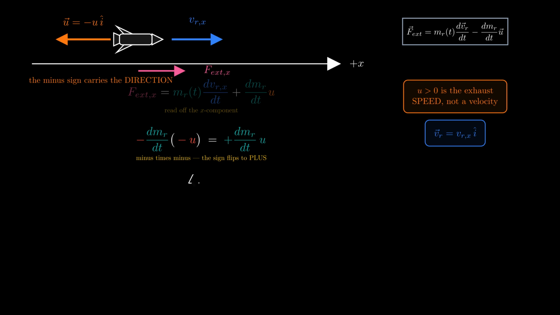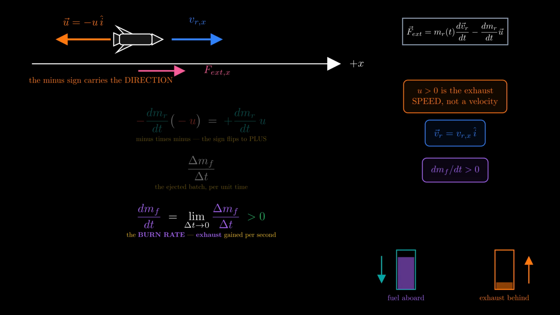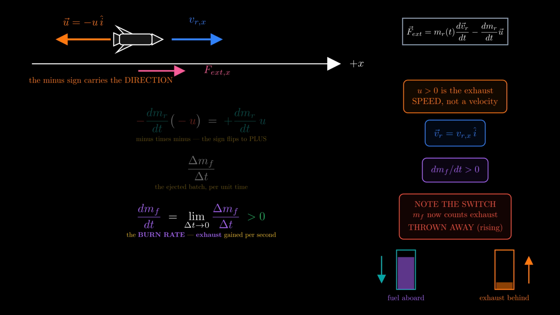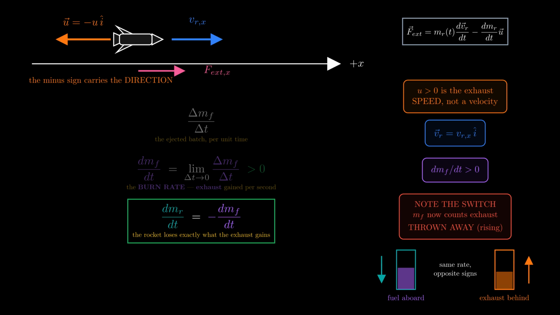Next, name the burn rate. Take the ejected batch delta m_f, divide by delta t, and take the limit. That is dm_f/dt, the rate at which spent exhaust accumulates behind the rocket, a positive number. Note the switch: m_f now counts exhaust thrown away, not fuel still aboard. Every kilogram the exhaust stream gains is a kilogram the rocket loses, so dm_r/dt equals minus dm_f/dt, the same rate, opposite signs.